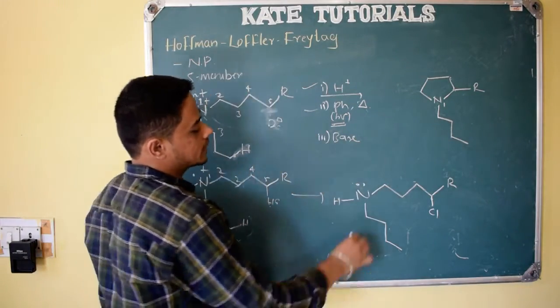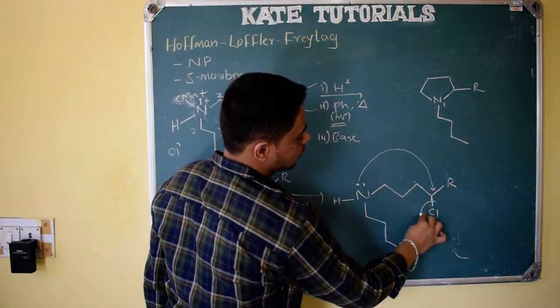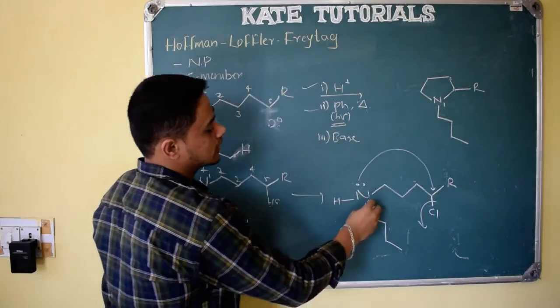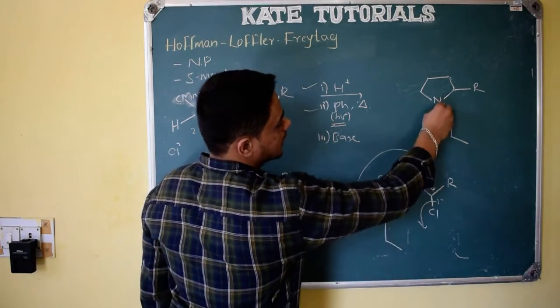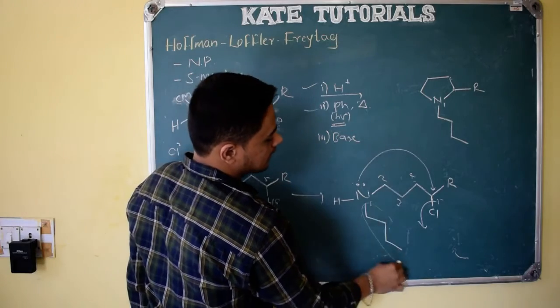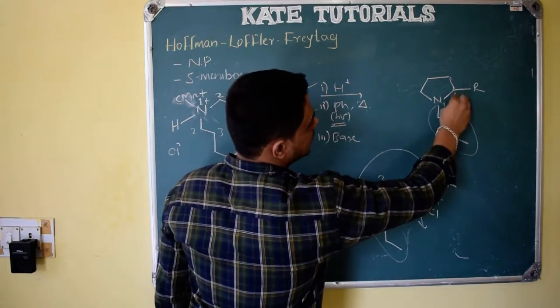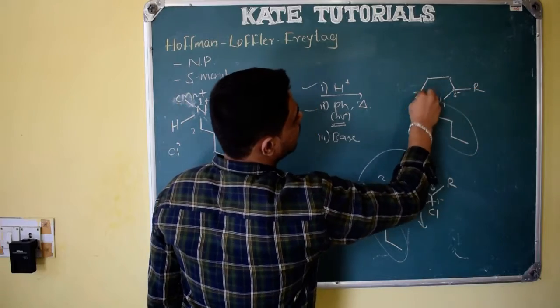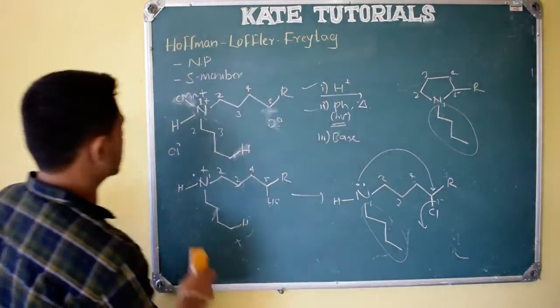The next step is an SN2 reaction. Nitrogen will attack this carbon and the chlorine will leave the system. So see here, 1, 2, 3, 4, 5. A 5-membered ring will form. Nitrogen is attached to this R group, and this is the R group, and the R group is at the fifth position. 1, 2, 3, 4, 5. So this is the product we will get, right?